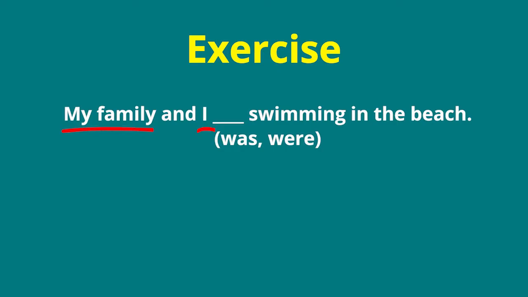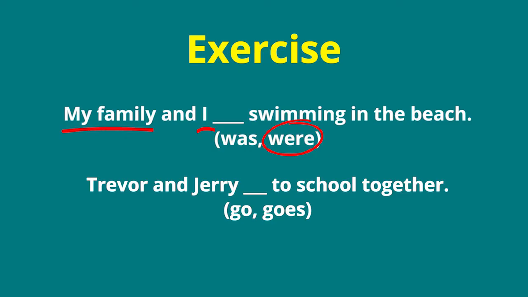The rule told us that we must use a plural verb. So, when making a choice from the verbs in brackets, that is, between was and were, we must choose the plural verb form. And so, my family and I would go with the verb were. So our sentence would read, my family and I were swimming in the beach. Number 2, Trevor and Jerry something to school together. Our choices are go and goes.